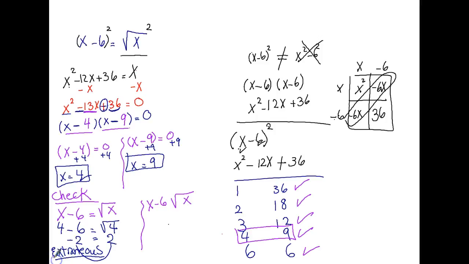Let's check this solution. We said x is 9. So 9 minus 6 equals the square root of 9. 9 minus 6 is a 3. Square root of 9 is a 3. So this guy is a perfect guy with 2 cute eyes. So he's a real solution.